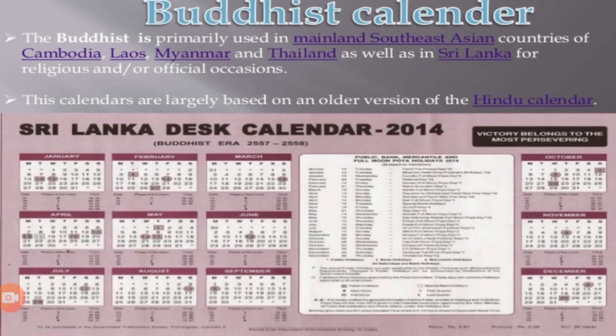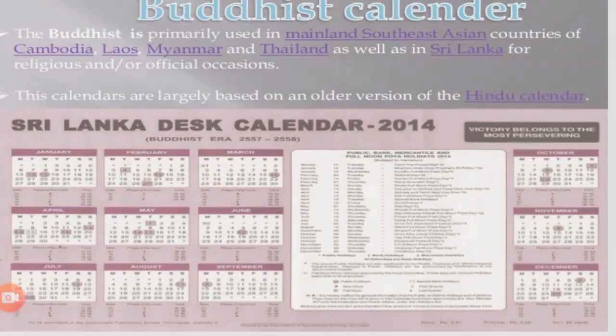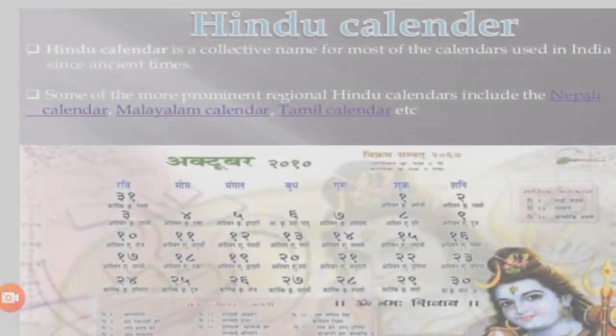Well, guys, Buddhists are using this calendar mostly in Southern Asian countries such as Cambodia, Myanmar, Thailand and Sri Lanka to see their religious dates, or you can say their religious events. But you can say that it is an old version of the Hindu calendar. Well, let's see what we have next to discuss.